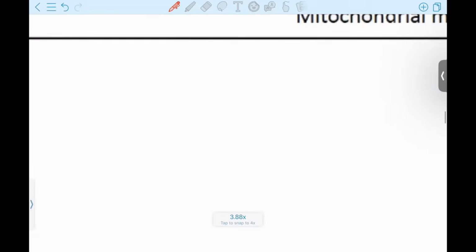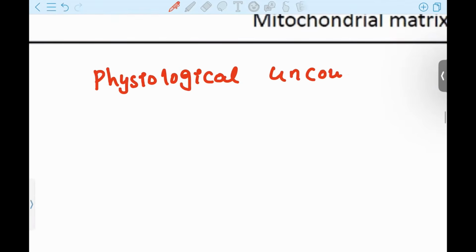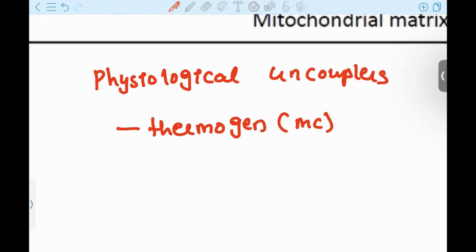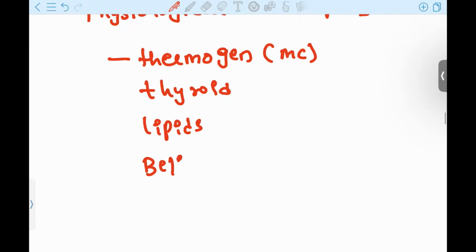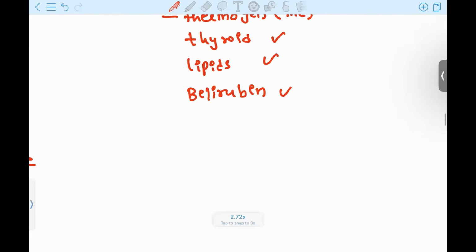Next, there are physiological uncouplers also. These physiological uncouplers can also completely shut down oxidative phosphorylation. So what are these physiological uncouplers? The most common one is thermogenin. What is thermogenin? Temperature increase in our body. So thermogenin is the most common one. The second one is thyroid, so high thyroid can also block this. The next one is lipids. High lipids can also damage it as a physiological uncoupler. And next, high bilirubin levels. So thyroid, thermogenin, lipids, and bilirubin are commonly associated.